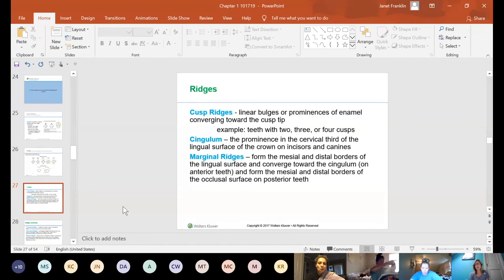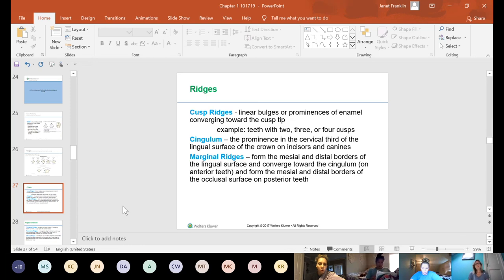You will as we go along, but cusp ridges are linear bulges or prominences of enamel converging toward the tip. So in other words, the tip of the cusp is the very top, and they're bulges of enamel that converge toward the cusp tip.